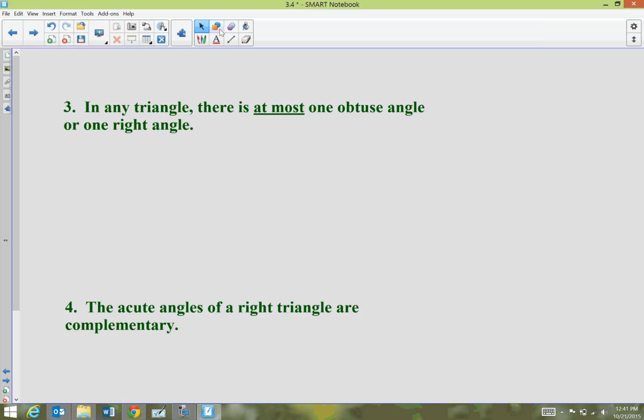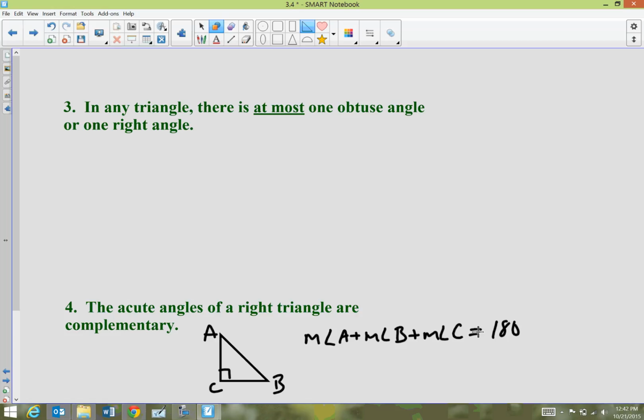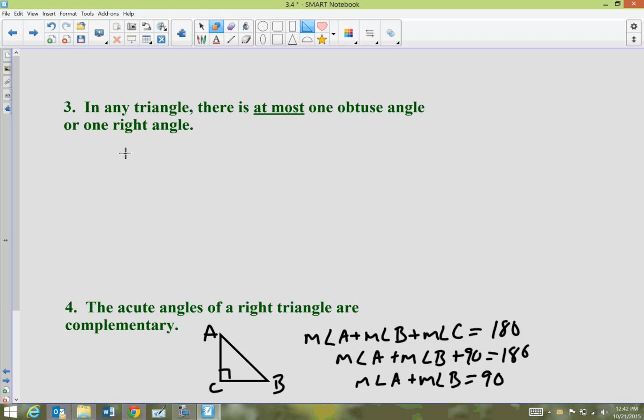Okay, if we have a right triangle, we know that one of the angles has to be 90 degrees. So we know the measure of angle A plus the measure of angle B plus the measure of angle C equals 180. But we know the measure of angle C is 90, so the measure of angle A plus the measure of angle B plus 90 equals 180. Subtraction of 90 from both sides gives us measure of angle A plus measure of angle B equals 90, which is the definition of complementary.